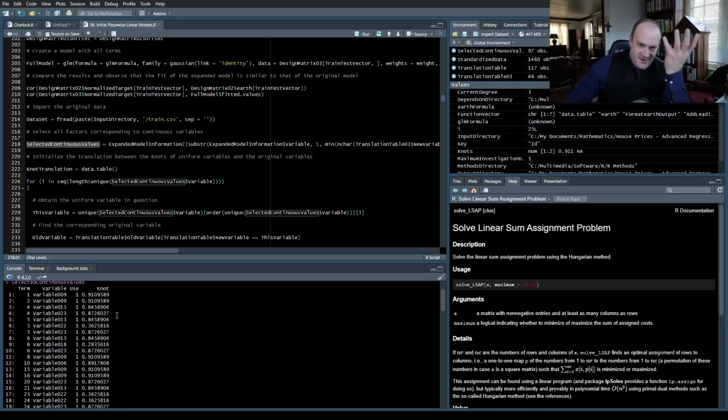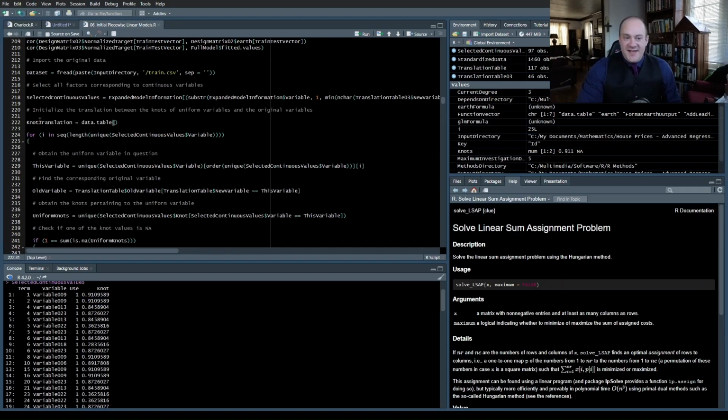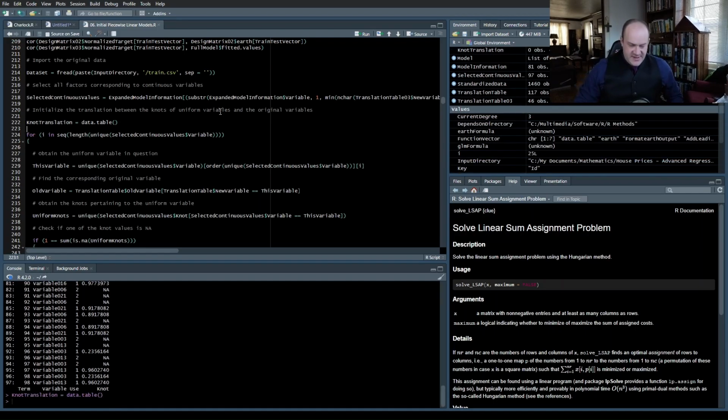We're going to take the information that comes out of this model, because what this model is saying is, hey, the behavior changes for variable 9 at 0.91, whatever variable 9 is. And so what we're going to do is ask, okay, well, what is variable 9? And to what does 0.91 translate for variable 9? And that is the point of this next piece here, the knot translation.